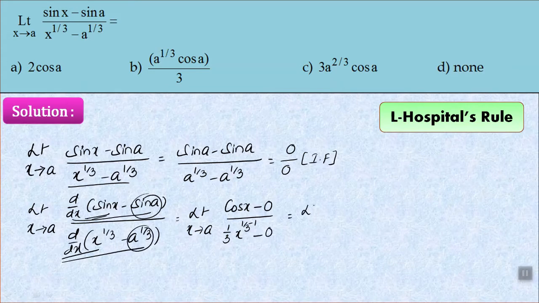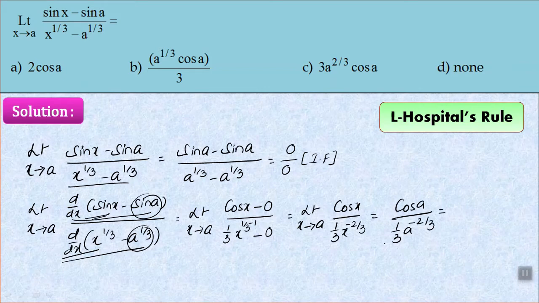This equals to limit x tends to a cos x divided by 1 by 3 into x power 1 by 3 minus 1, that is 1 minus 3 by 3, that is minus 2 by 3. Now substitute the limit here. Cos a divided by 1 by 3 into a power minus 2 by 3. This equals to 3 into a power 2 by 3 into cos a. Therefore, the answer is option C.